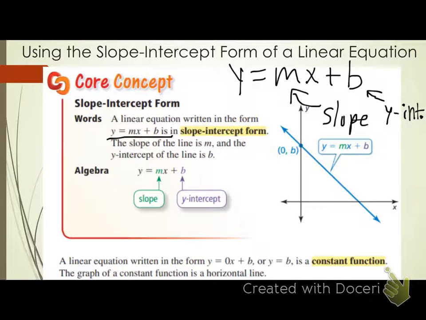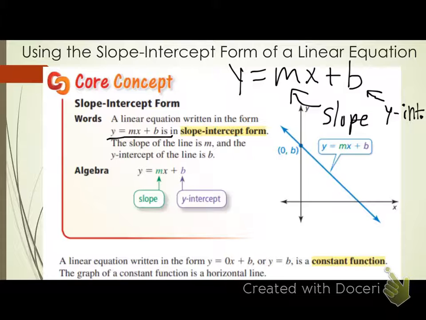Down here, a linear equation written in the form y equals 0x plus b. What's 0 times x? 0, so it goes away. So it's just y equals b. Y equals some number. What kind of a line is that? Horizontal. What slope does it have? 0. If it's in this form, we call that a constant function. The graph of a constant function is a horizontal line. We just call it a constant function because it's y equals a constant, right?